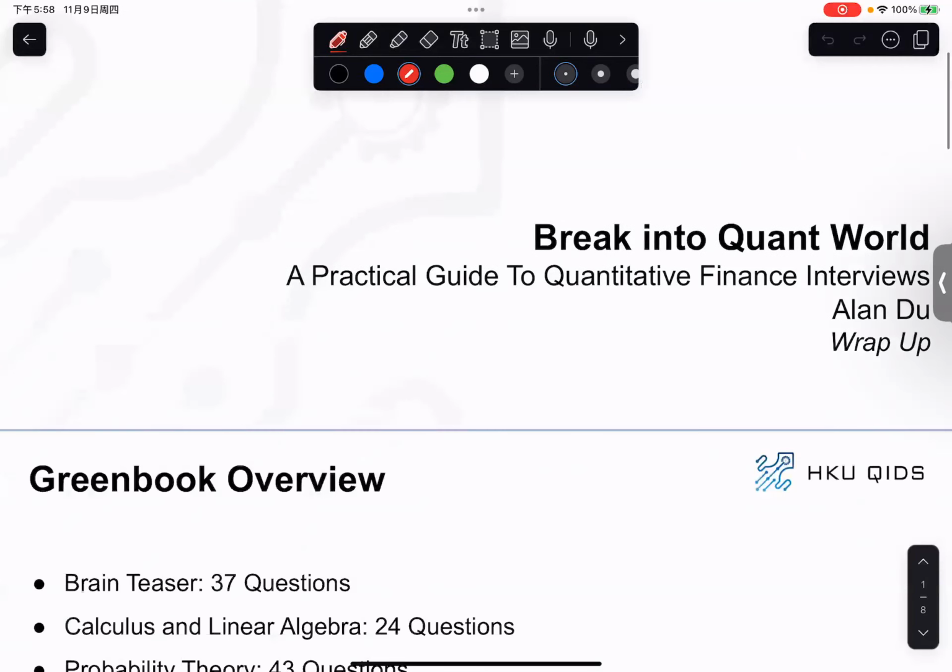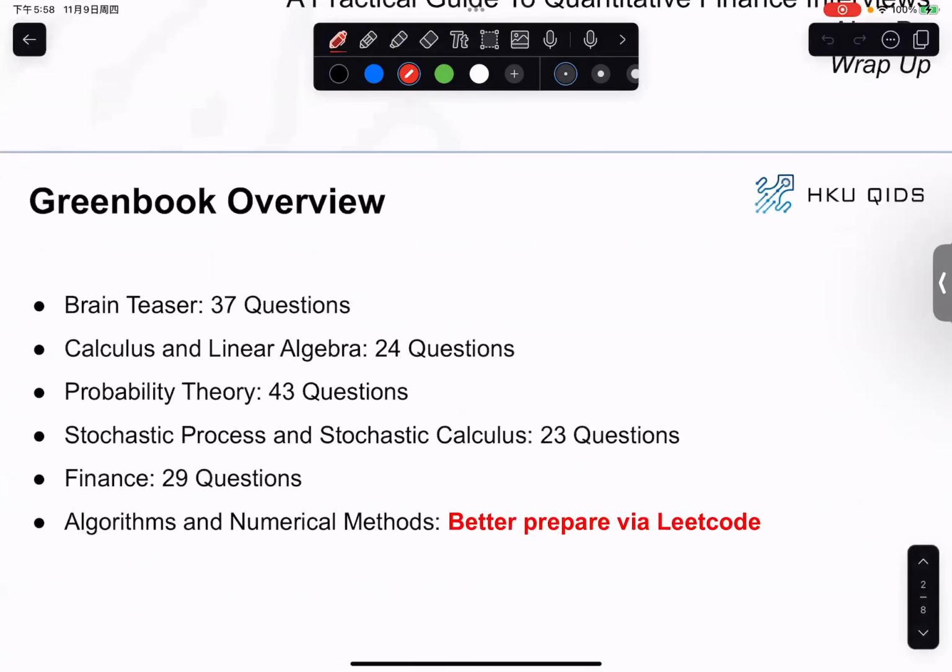So first, here is an overview of the Green Book. We can see the first chapter is about brain teasers, where we have 37 questions, and then we have calculus and linear algebra, which gives us 24. And the most important chapter here is probability theory, which contains 43 questions, the largest number within the whole book, which shows its importance.